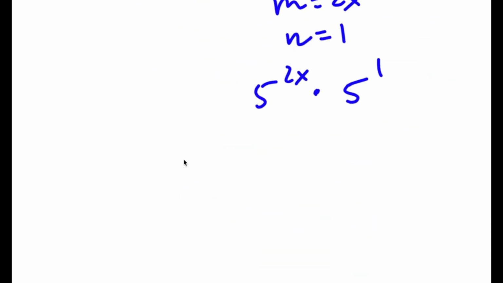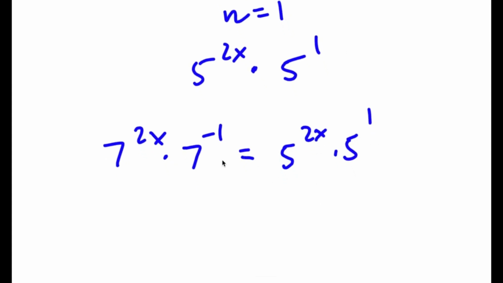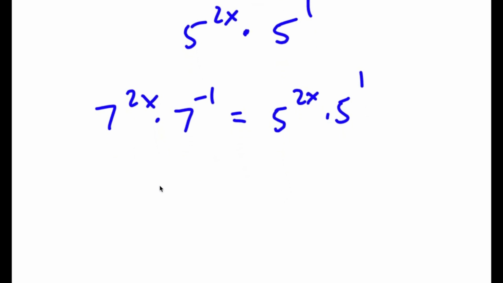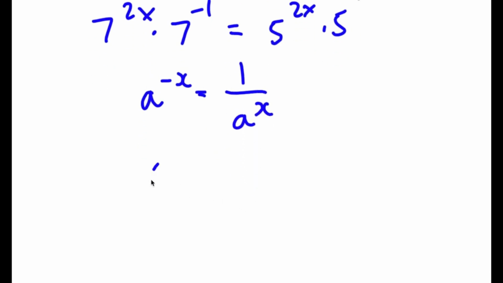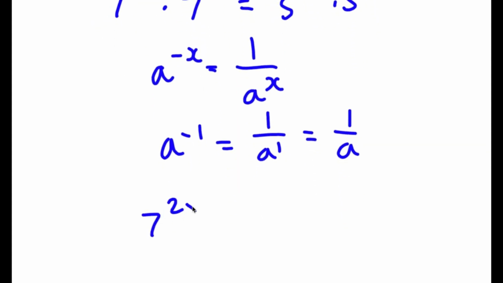So now putting it all together, I have 7 to the power of 2x times 7 to the power of negative 1 is equal to 5 to the power of 2x times 5 to the power of 1. Now, if I have something in the form a to the power of negative x, this is equal to 1 over a to the power of x. So if I had a to the power of negative 1, this would simply equal 1 over a to the power of 1, which is equal to 1 over a. So in this case, I have 7 to the power of negative 1. So that's going to equal 1 over 7.